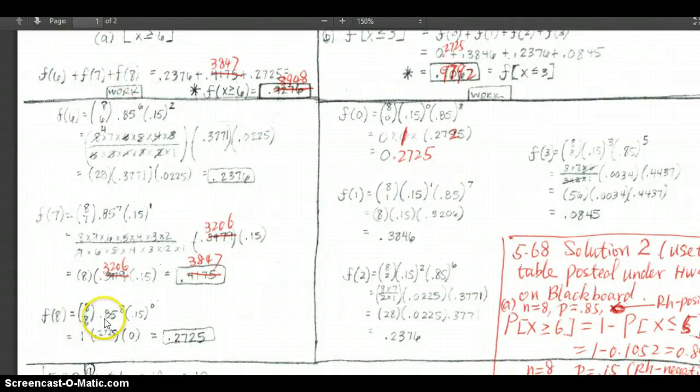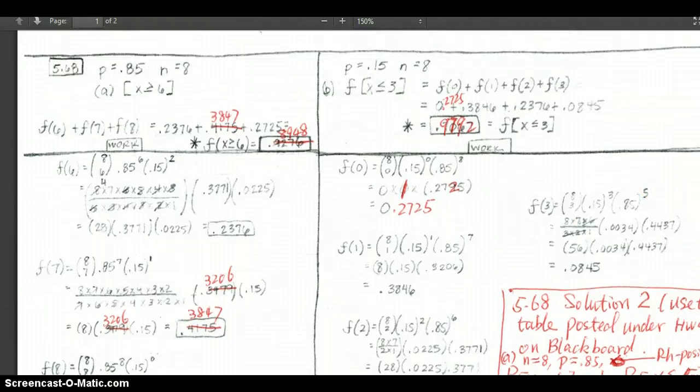So 8 choose 8, p raised to 8, and 0.15 raised to 0. Be careful here, a correction: it should be 1. Any number raised to 0 should be 1, not 0. And so after we find all these numbers and add them together, we get 0.8948. So that's one way to do the problem.